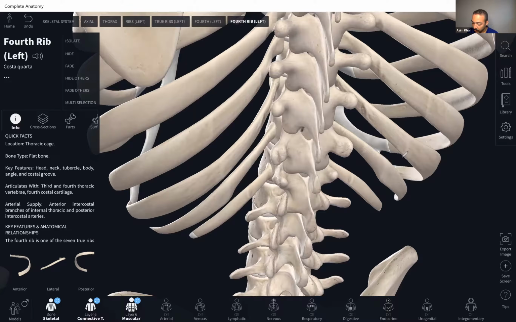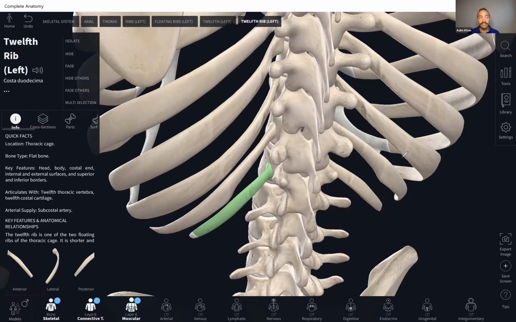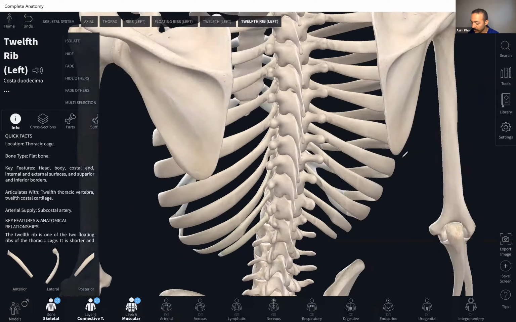So here is number 11, and here is number 12. Number 12 has the least curvature, it's the shortest and thinnest. What they all have in common though, all these ribs, is that they articulate with the thoracic vertebrae. So let me just pick one here in the middle.